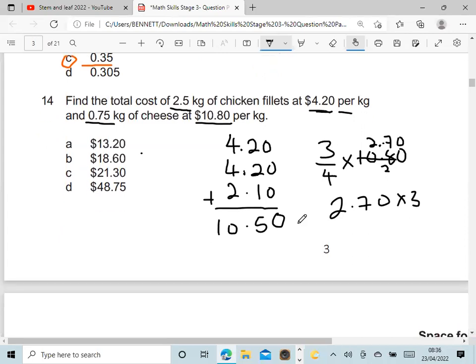Sorry, 8.1. 8.1. So that's this, and that would be our answer. So 0 plus 0, 5 plus 1. And then now that will give us 18.